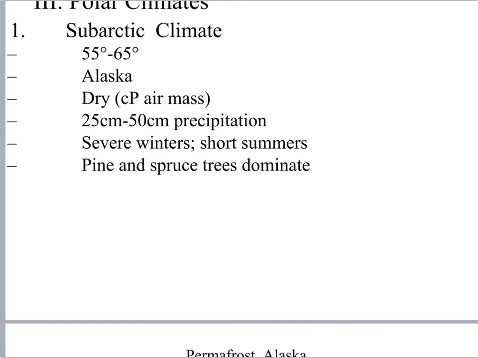Okay, polar climates. Subarctic climates, this is like 55 to 65 degrees latitude. Alaska has a subarctic climate. Typically they're dry because they're continental polar air masses, so 25 to 50 centimeters of precipitation a year. They get more severe winters and very short summers. They typically have pine and spruce trees, evergreen trees, because most of their precipitation is probably in the form of snow. So our deciduous trees, they're the ones that kind of look like this, and they lose their leaves.